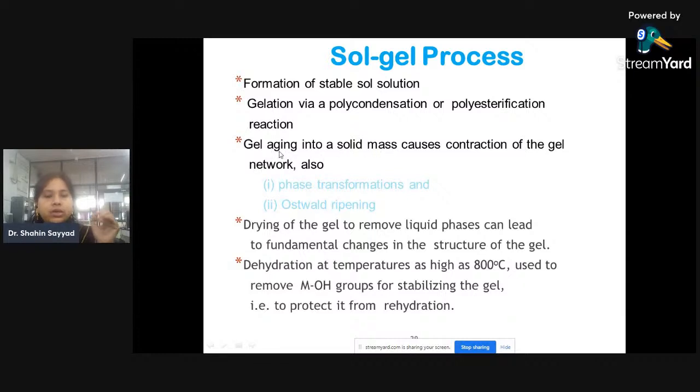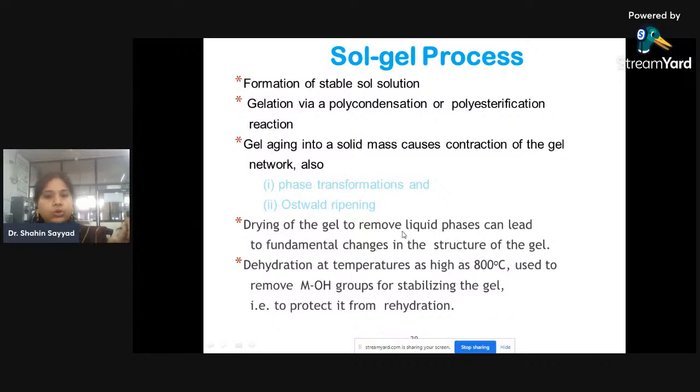Aging means we leave the gel for 2 days. It may be for a week, for 2 days, for a day, or for a month, depending upon the requirement. During gel aging, there is phase transformation and syneresis. So it is a time consuming process, so you can give a proper aging treatment to form a solid mass, and the solid mass is formed by contraction of the gel network. Then your gel will dry.